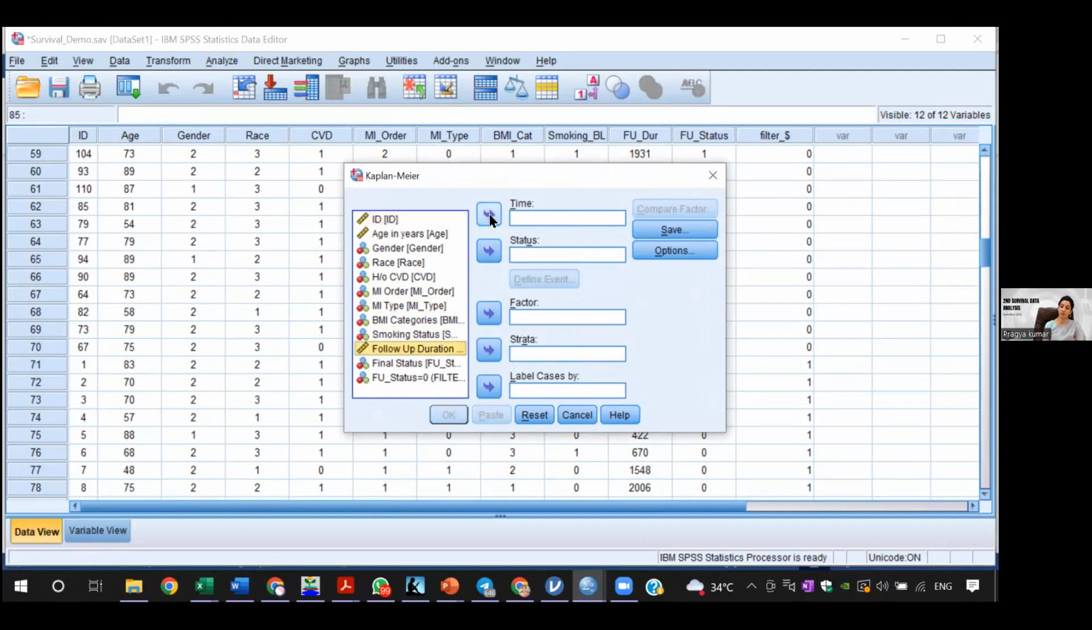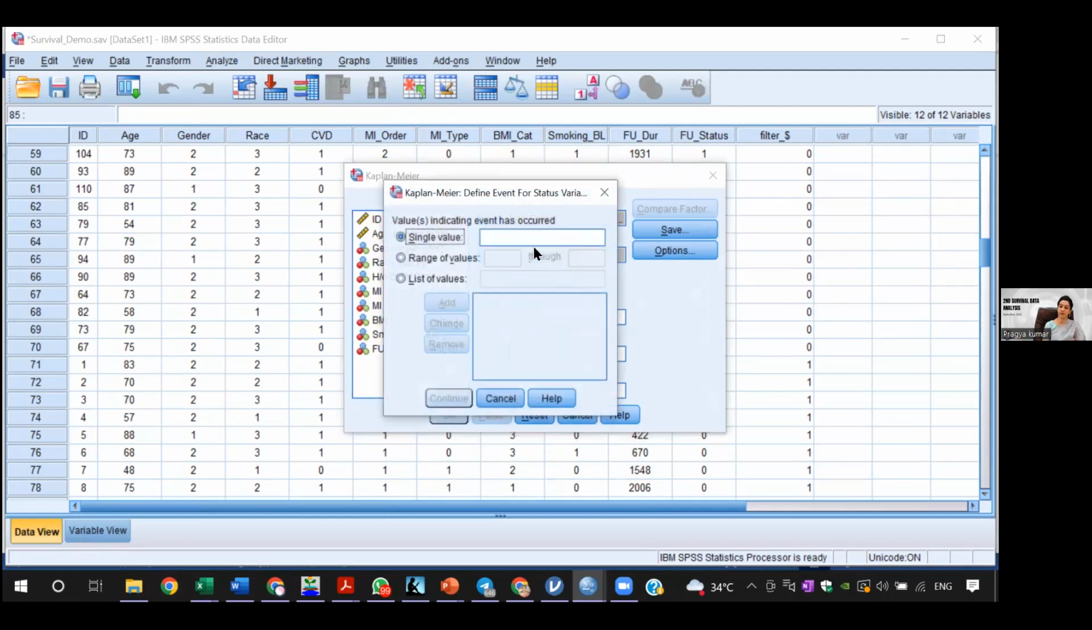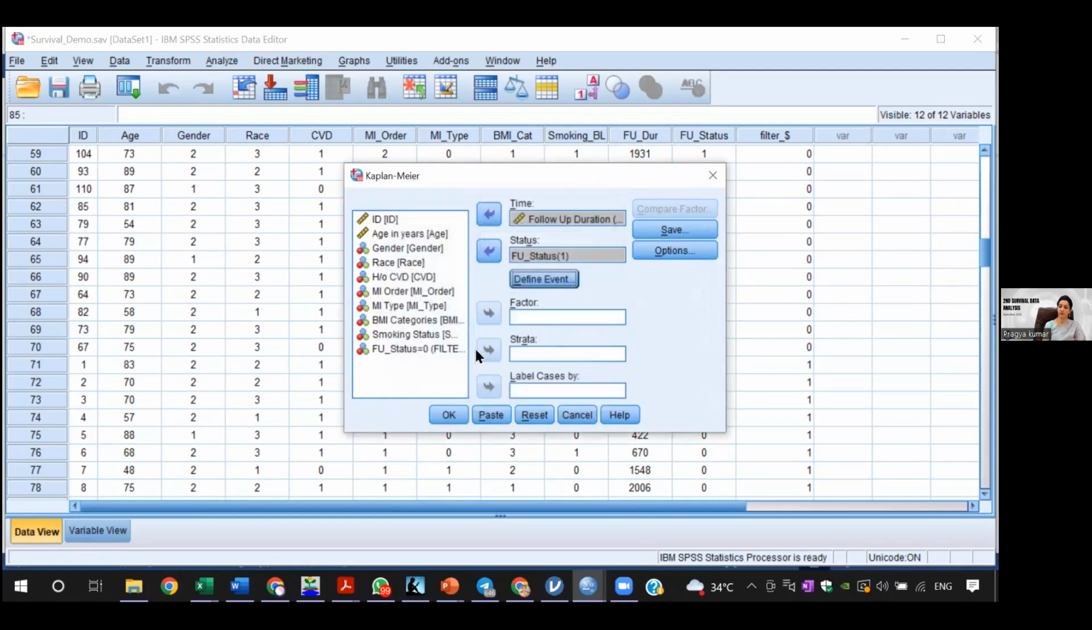This follow-up duration, you will move to the time. This final status, you will move to the status that shows whether the event is censored or it is an event or a failure. Then you have to press continue.